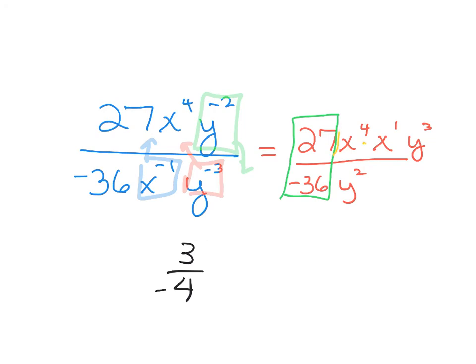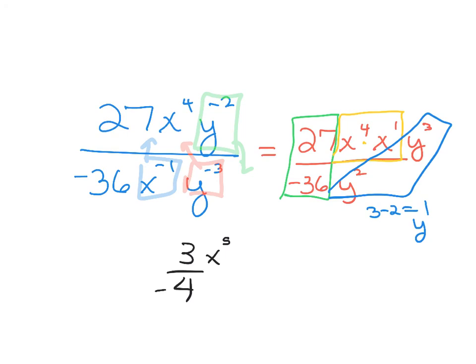Because I'm multiplying these x's, I'm going to add their exponents. So this would become x to the fifth. And now for the y's, because I'm dividing them, I'm going to subtract their exponents. So 3 minus 2 gives me y to the first. So I'll go ahead and write my y up at the top because it's a positive exponent. And I'm done. I can move the negative sign to the front of the fraction and write it like that. Or you could leave it in the denominator.